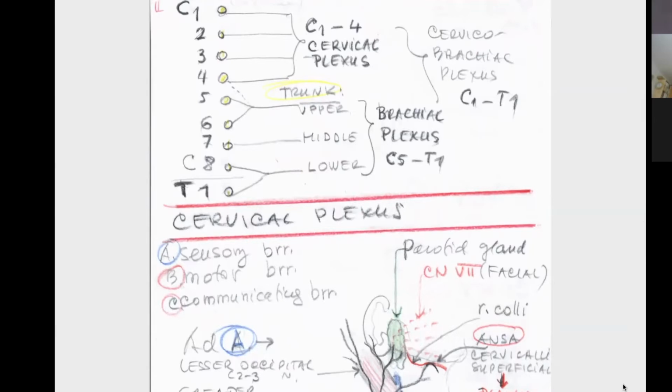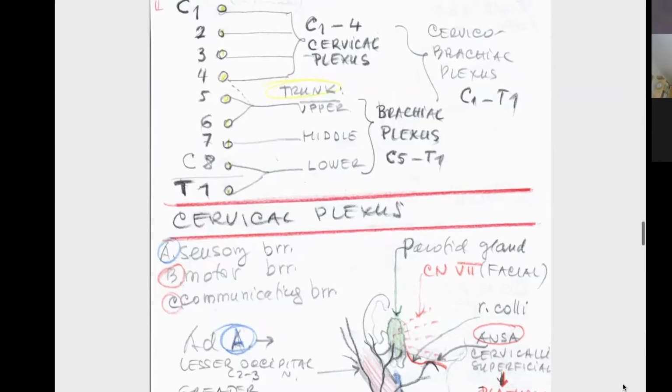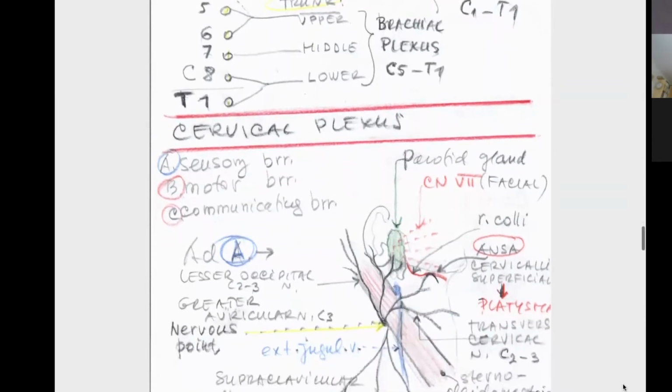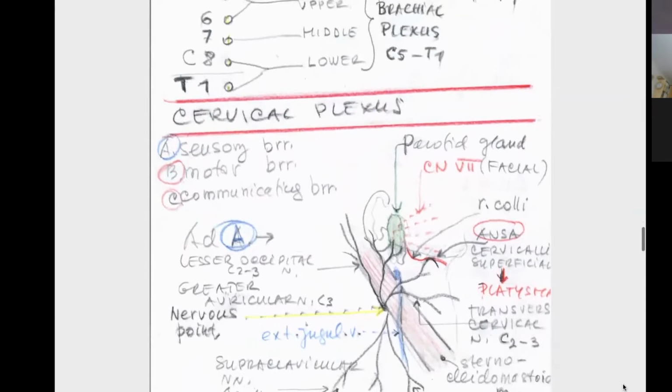We see the segment C5 to T1, and together we call it cervical brachial plexus, consisting of the segments C1 to T1. Starting now with the first part, which is the cervical plexus. We said that the cervical plexus is found in the neck region.